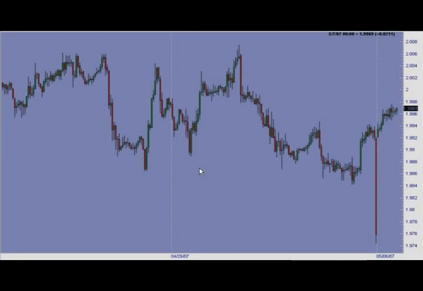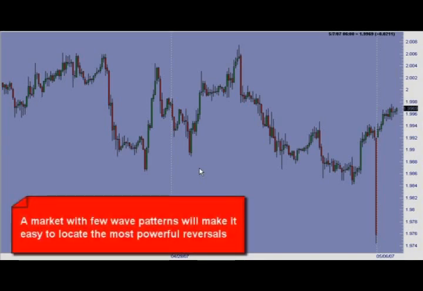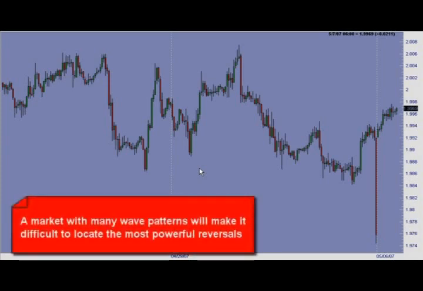An additional consideration when looking at waveforms is the specific market that you are actually trading, as well as the market condition at the time. Each market is different. It has its own personality. Some markets have relatively few wave patterns, and therefore the points that stand out, giving you the most powerful reversal signals, are pretty straightforward. Other markets are much more complex.